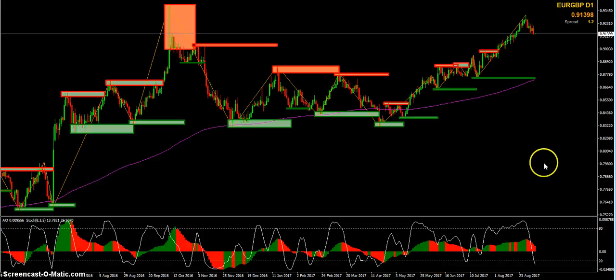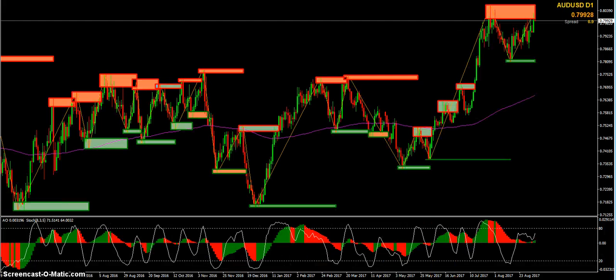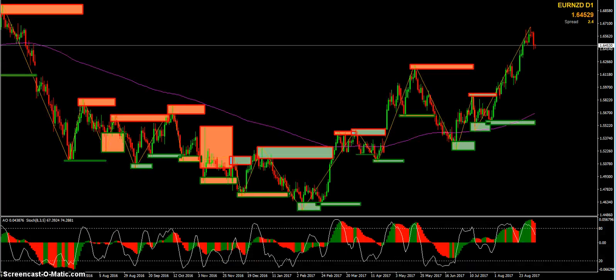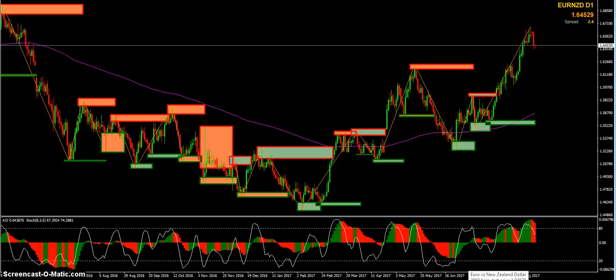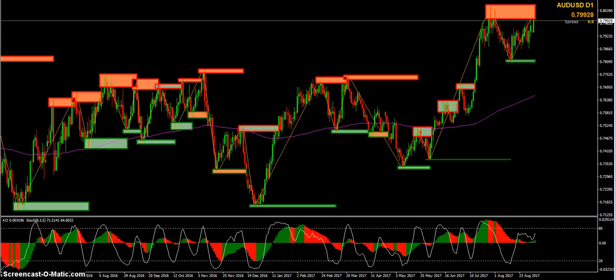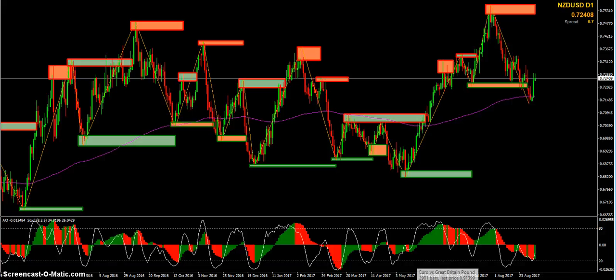A couple of trades coming up for this late this week or next week. We've got the Euro Pound, the Aussie USD, the Euro New Zealand, and the New Zealand USD. So some of these do correlate. Obviously New Zealand USD and Euro New Zealand are both affected by what happens with New Zealand, and the Aussie USD and the New Zealand USD are both affected by what's happening with the US dollar.